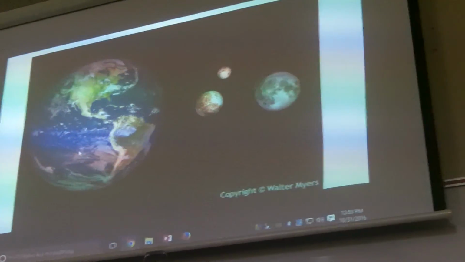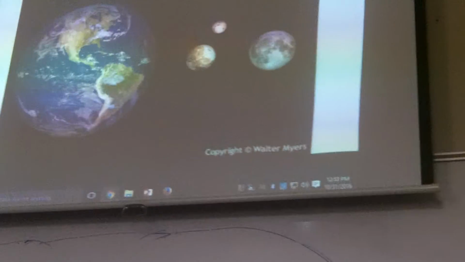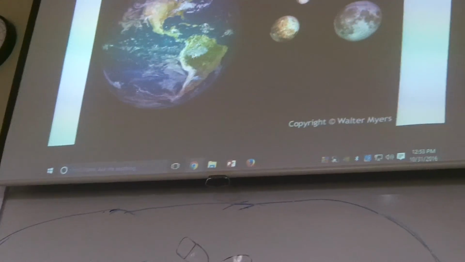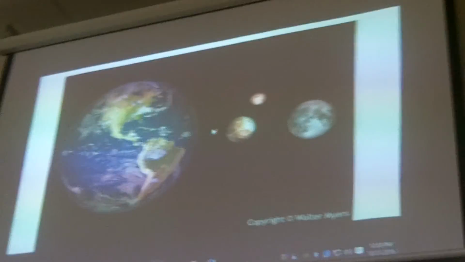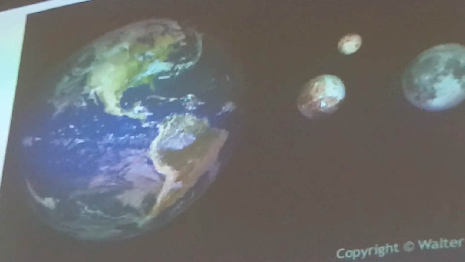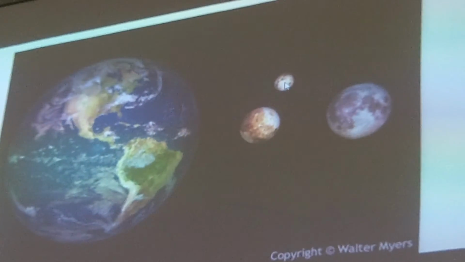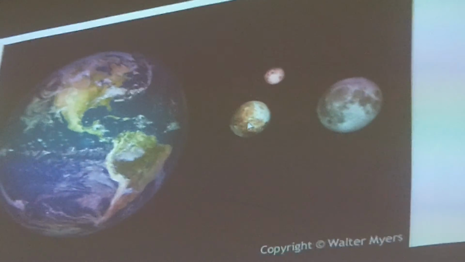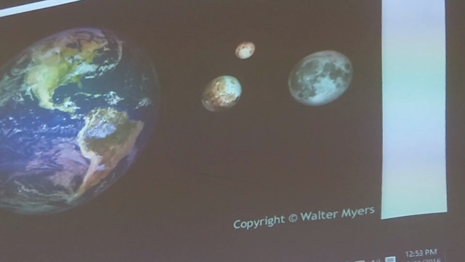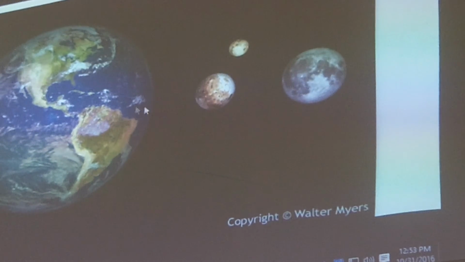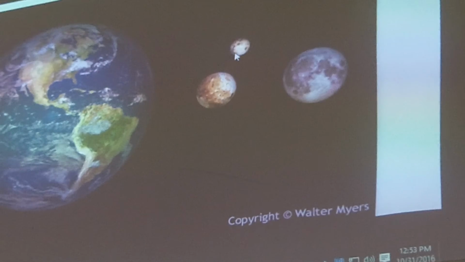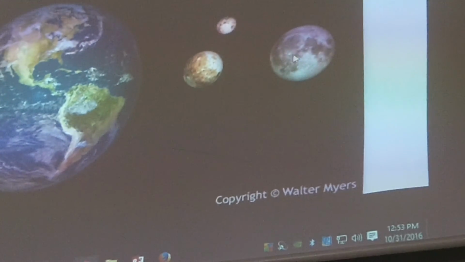There's Pluto compared to Earth and Earth's moon. So that's Earth. Do y'all recognize Earth? Yeah. That's Pluto. That's Charon. And that's how far Pluto is from Charon, right there, compared to the size of the Earth. So they're really close together. And there's our moon, the size of our moon.